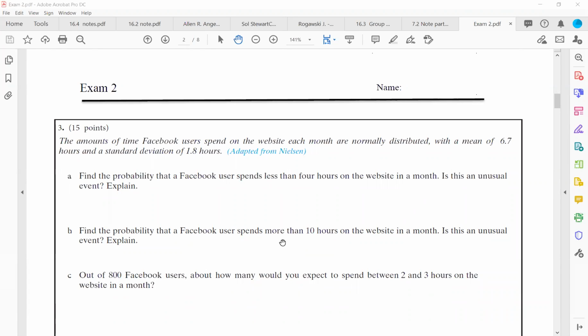And C, out of 800 Facebook users, how many would you expect to spend between 2 to 3 hours, then out of 800? Let's get back to the board.